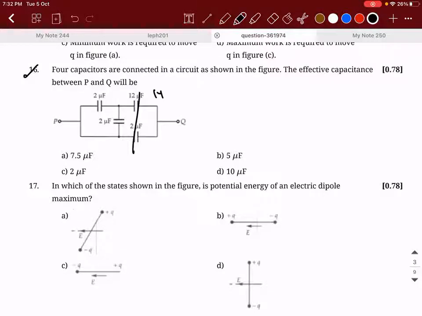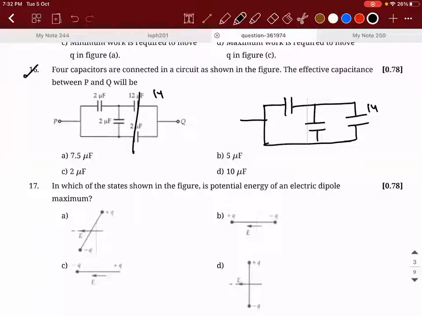14 and 2 are in? 14 and 2 are in series. So you're trying to solve the problem like this. Sir, we can't take it as parallel, right? Because final and initial potentials should be the same for parallel, right? How? No, that is not the case, right?